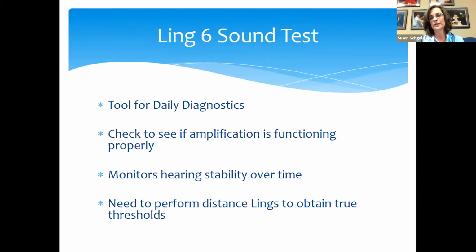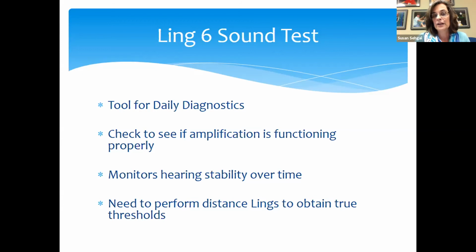Another goal that is frequently seen in the beginning on children's IEPs is identification of the Ling 6 sound tests. And one of the reasons why the Ling 6 sound test is really important is because it's a tool for daily diagnostics. We can check to see if amplification is functioning properly for the child, particularly those children who are maybe bilaterally amplified. They may not be reporting when their battery dies in one of their devices because they're relying on hearing for the device where the battery is still working.